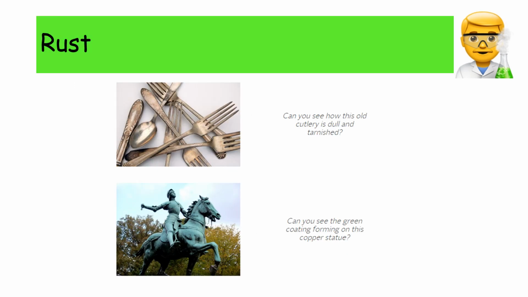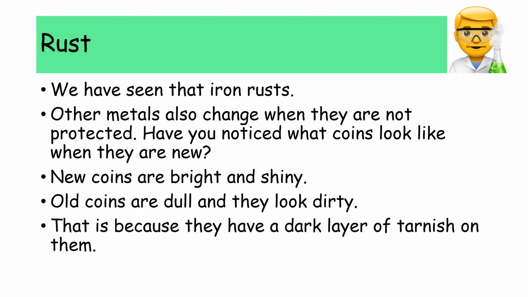On these pictures you can see how the old cutlery is dull and tarnished, and you can also see the green coating forming on the copper statue. Rust. We have seen that iron rusts. Other metals also change when they are not protected.